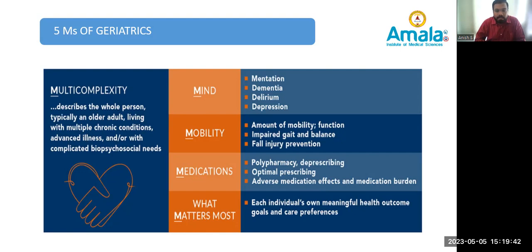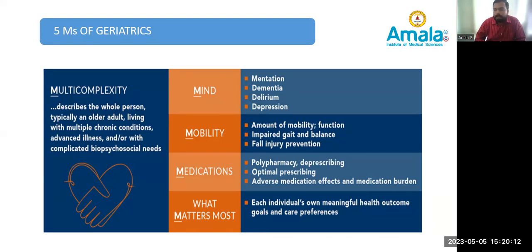Second is mobility, because mobility is what keeps us going, helps us to do our activities of daily living. So the amount of mobility or function that the patient has: does he have an impaired gait and balance? Fall injury prevention. Falls is a major, it's a geriatric giant, and a fall can result in significant morbidity and significant decline in the functional status of the patient, and mortality as well.